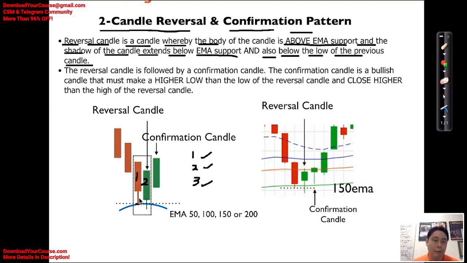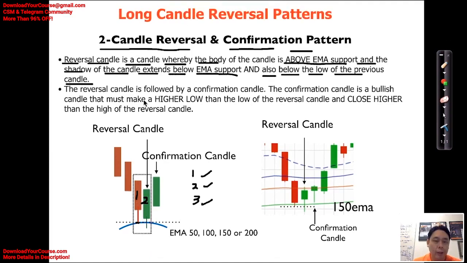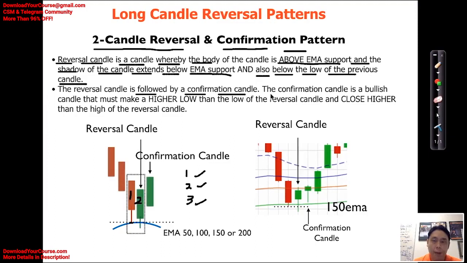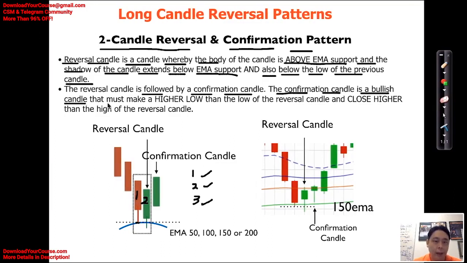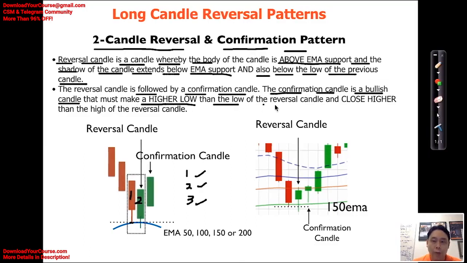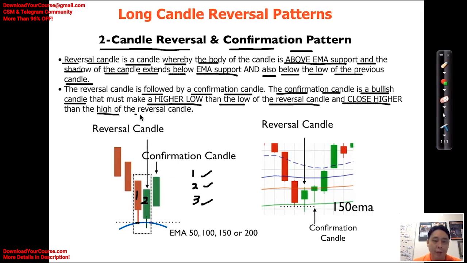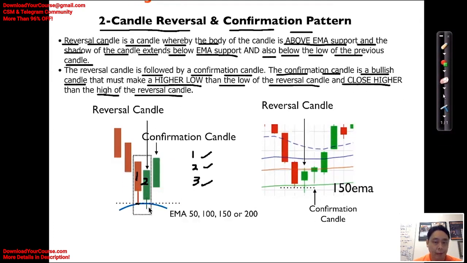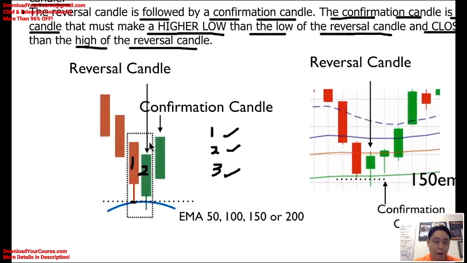Okay? Now, once you have that 2-candle reversal pattern, it should be followed by a confirmation candle. The confirmation candle must be a bullish candle that makes a higher low than the low of the reversal candle and close higher than the high of the reversal candle. Okay? So after you have these 2 candles, you must have the confirmation candle.